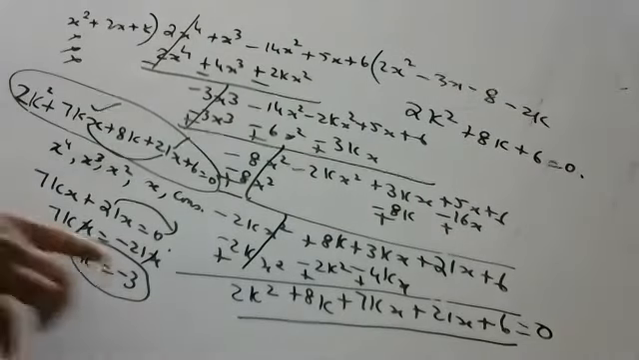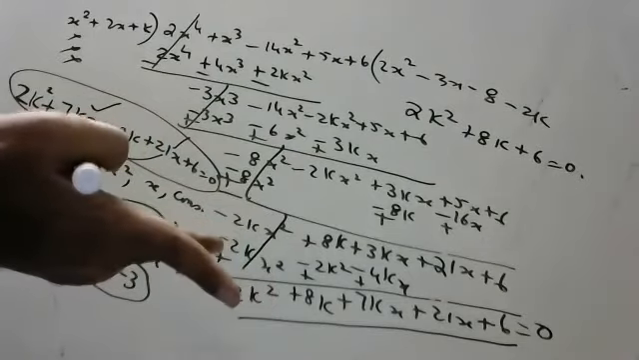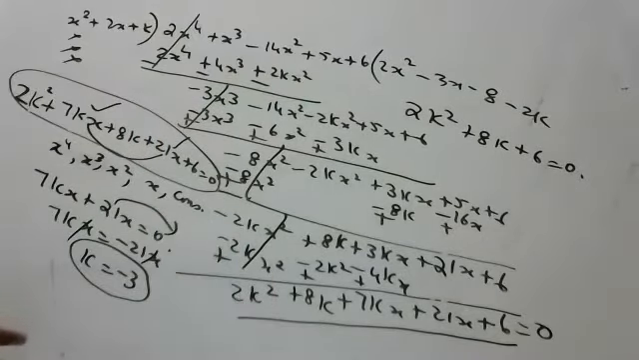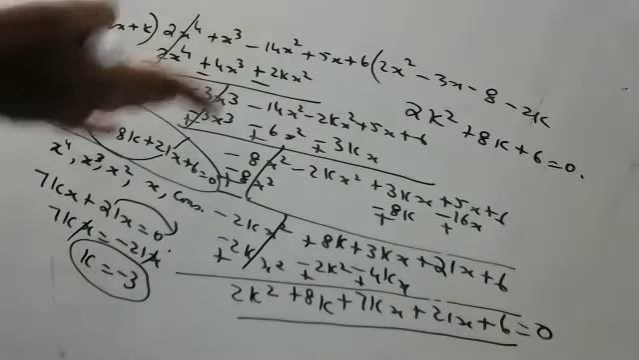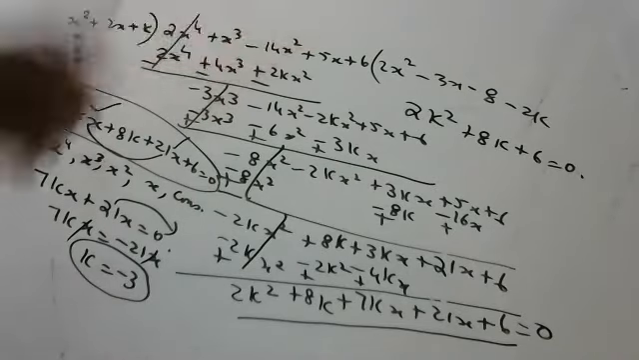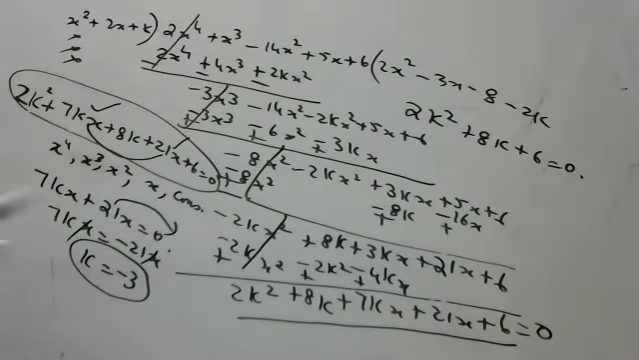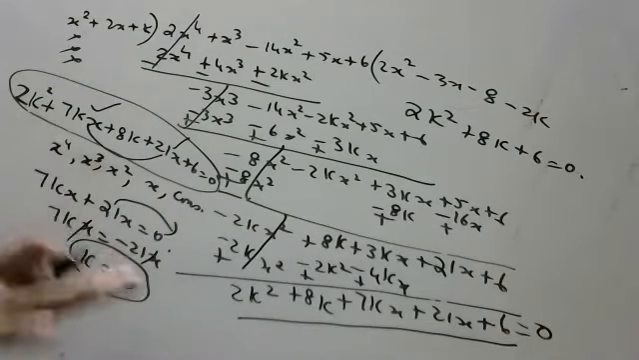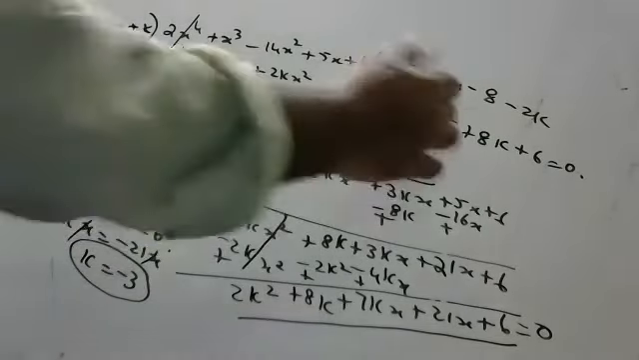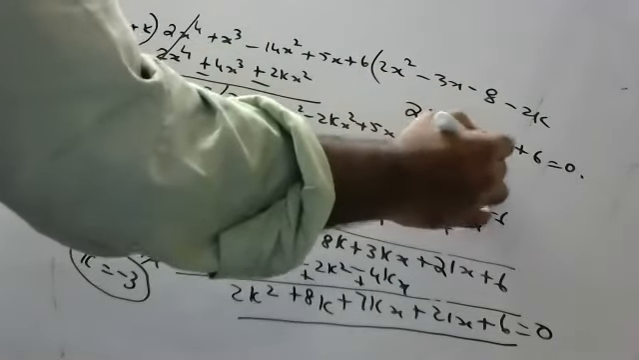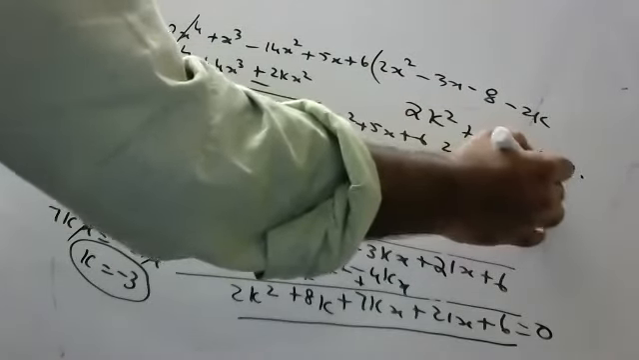But we already got k is equal to minus 3, so there is no need of finding k again, children. There is no fun in that, it is unnecessarily wasted. We will just substitute and see whether we are getting 0 or not. We got k as minus 3, just put it here. Other zeros we have to find out, children. Simple, see here: 2 into minus 3 square plus 8 into minus 3 plus 6.